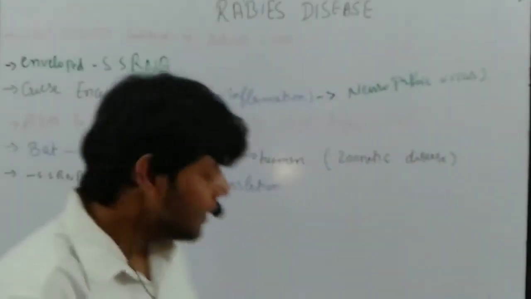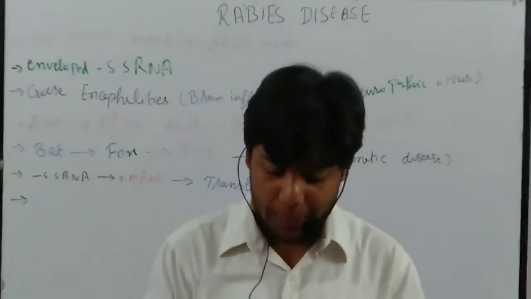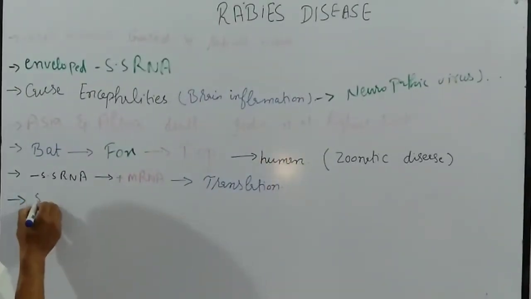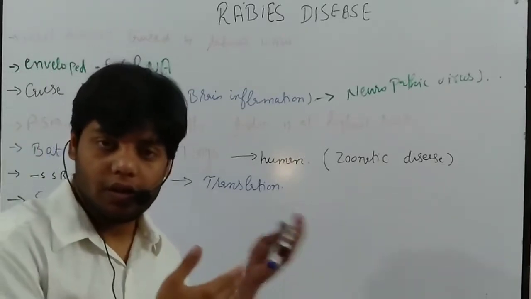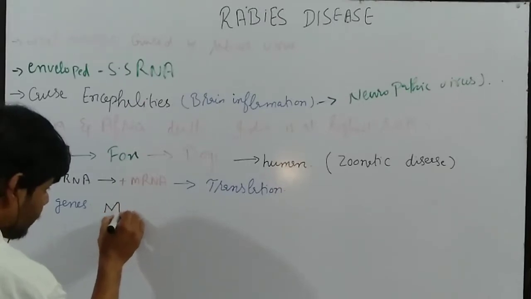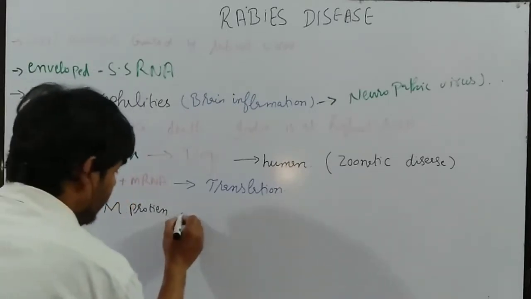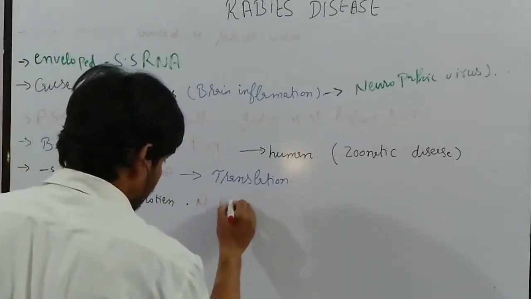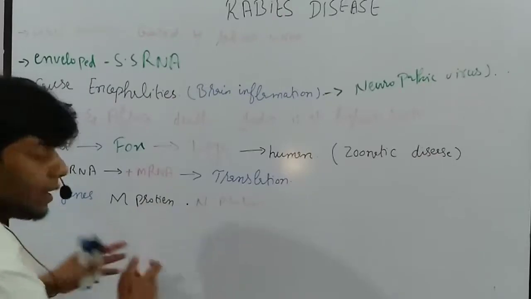And moreover, rabies viruses have 5 different kinds of genes in their single-stranded RNA. So 5 genes are present in their genetic material, the negative sense RNA of the rabies virus. These are, let me write, M protein, which we call matrix protein. Another protein is N protein, which is known as nucleoprotein, which makes the nucleocapsid.